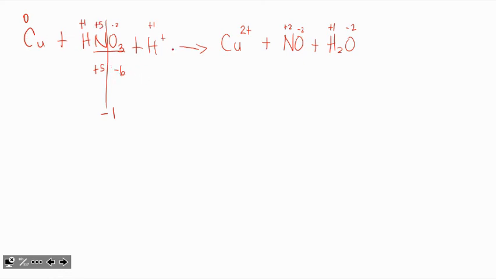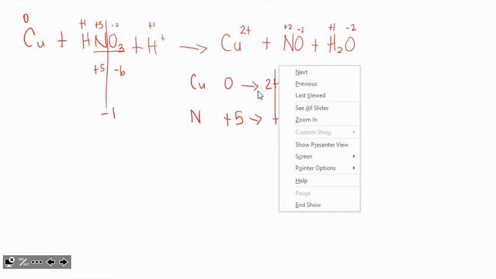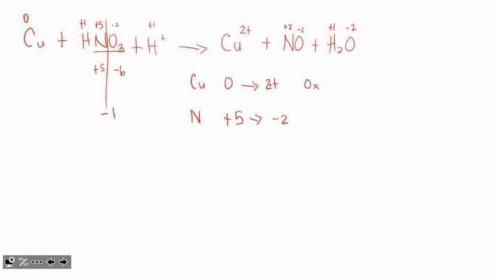So if we look and see what's oxidized here, our copper has gone from a 0 to a 2 plus, which means it became more positive. So it lost electrons. So it was oxidized. Our hydrogens are unchanged. Our oxygens are unchanged as well. But our nitrogen has gone from a +5 to a +2. So that nitrogen then has been reduced because it gained electrons.